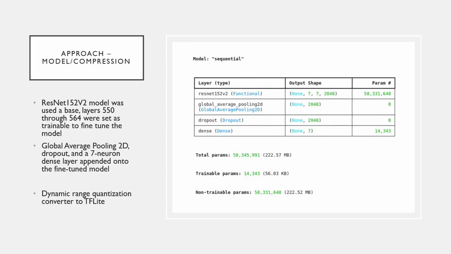So with that data input size, I was able to use the ResNet 152 v2 model as a base layer for transfer learning. I unfroze the last 14 layers and fine-tuned the model, and then a global average pooling 2D, dropout and 7 neuron dense layer were appended onto the final fine-tuned model. And then finally, I used dynamic range quantization to convert the final model into a TF-Lite file.